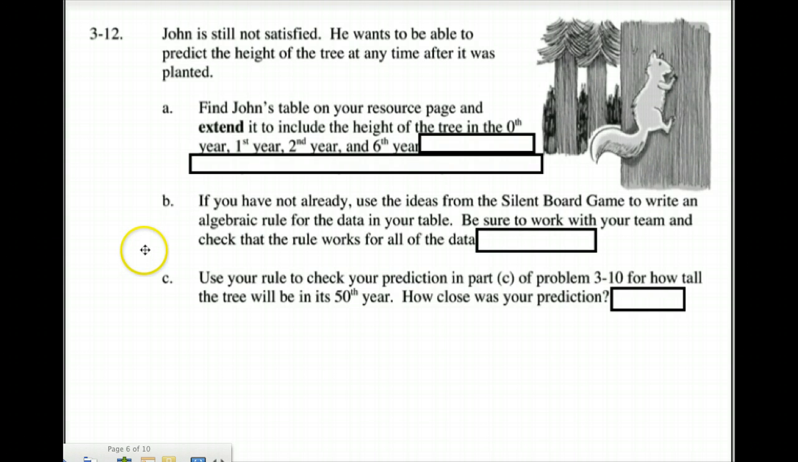If you've not already, from the ideas from the silent board game, write an algebraic rule for the data on the table. I want you to write that rule. So you're going to find that rule and write that rule.